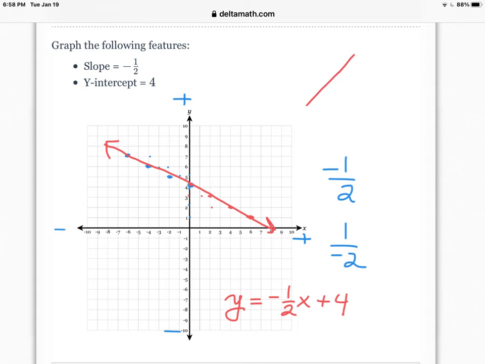Things to keep in mind: if it's going uphill, positive slope. If it's going downhill, negative slope.